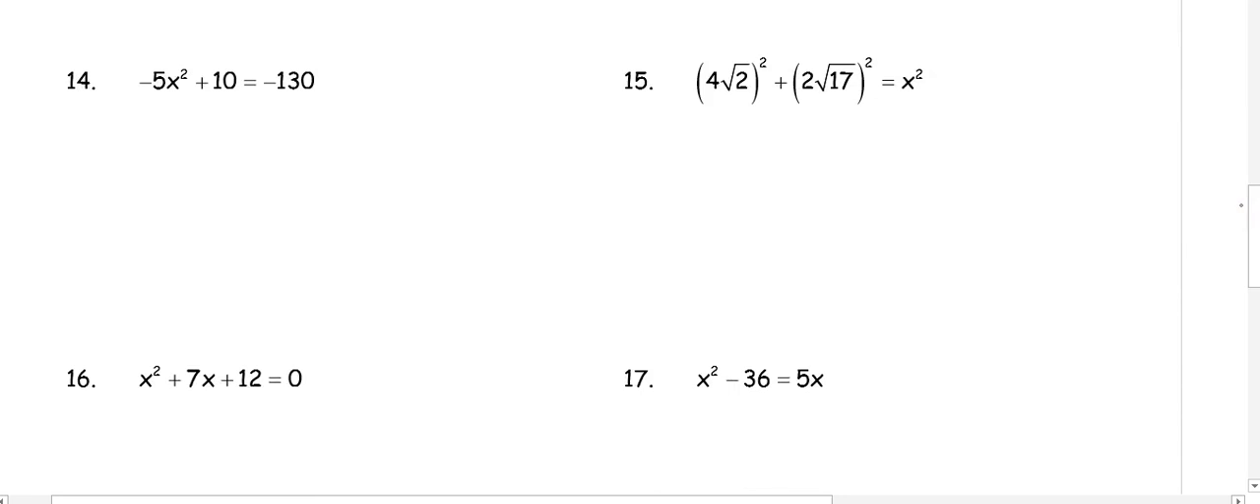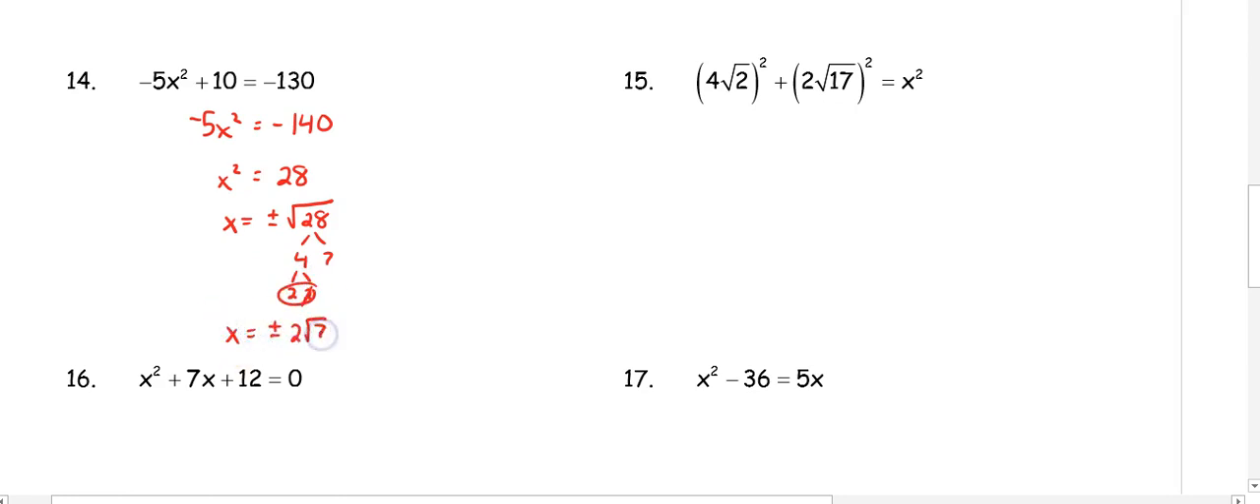Number 14, in order to solve for x, the first thing we're going to do is we're going to subtract 10 from both sides, so negative 5x squared equals negative 140. We're going to divide by negative 5, so we get x squared equals 28. So we have x equals plus or minus the square root of 28. 28 breaks down to 4 and 7. 4 breaks to 2 and 2. So we'd have x equals plus or minus 2 root 7.